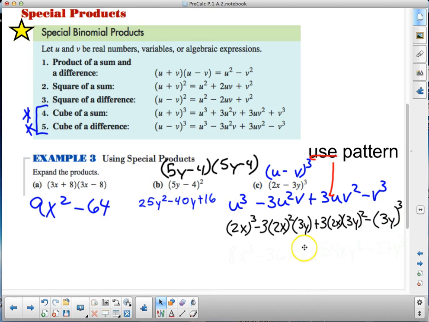Now after I got everything placed, I'm just going to go for it and get it done. I've got 8x cubed minus 4x squared times 9, which is 36x squared y. I've got 2 times 9 times 3, 27, 54xy squared minus 27y cubed. Now, I'm really doing that just to make sure that I've written down the right things for you guys in notes, but it doesn't hurt for you to see the evaluation either. I hope this is going well with the special binomial products.